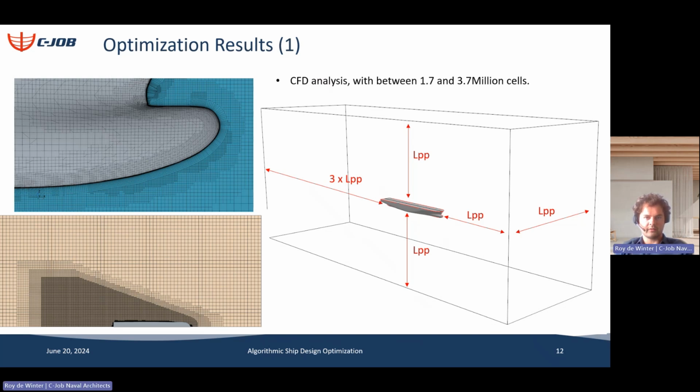As you can see around the bulb, the grid is very much refined, while further away, the grid is more coarse. Since it is a symmetric ship, we only evaluate half. This results in between 1.7 and 3.7 million cells. One evaluation required 20 minutes on a cluster with 120 cores.